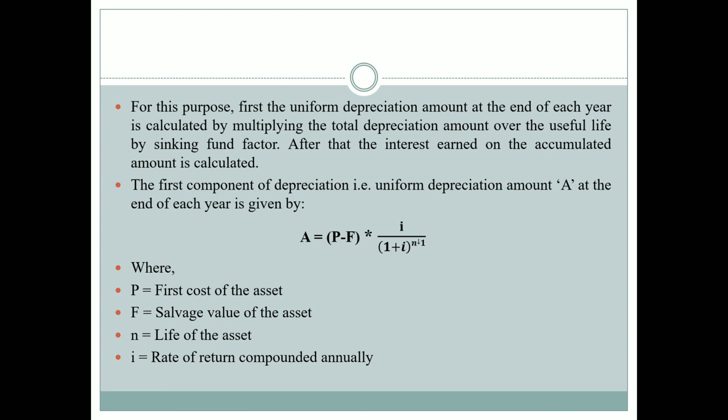where P is the first cost of the asset, F is the salvage value, N is the life of the asset, whereas i is the rate of return compounded annually. For that much of sinking fund, how much rate of return I will get, that is your i.